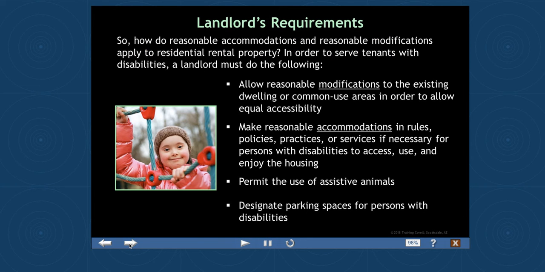So how do reasonable accommodations and reasonable modifications apply to residential rental property? In order to serve tenants with disabilities, a landlord must do the following. Allow reasonable modifications to the existing dwelling or common use areas in order to allow equal accessibility. Make reasonable accommodations in rules, policies, practices, or services if necessary for persons with disabilities to access, use, and enjoy the housing. Permit the use of assistive animals. Designate parking spaces for persons with disabilities.